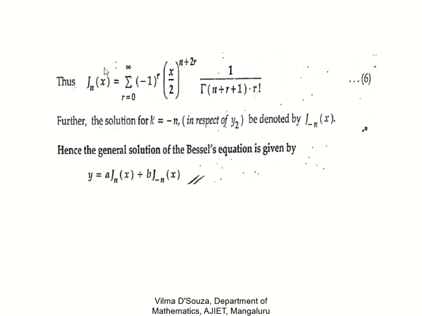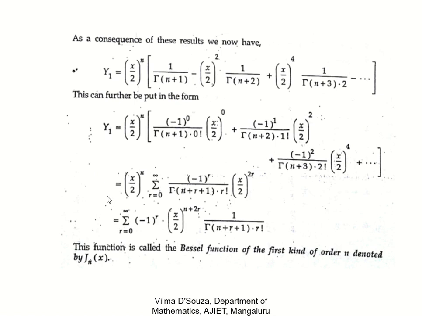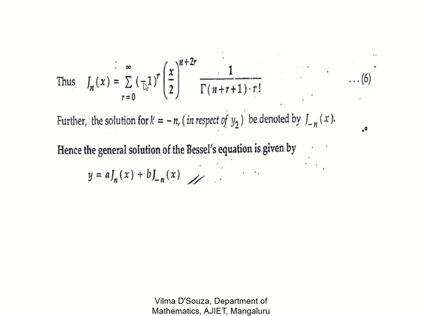So this solution is denoted by whatever y1 you have. This is called Bessel's function of first kind of order n, and it is denoted by Jn of x. Similarly, the solution for k is equal to minus n is denoted by J minus n of x. And finally, you write down the general solution of the Bessel's equation as y is equal to a into Jn of x plus b into J minus n of x. Okay, so don't miss out this step.